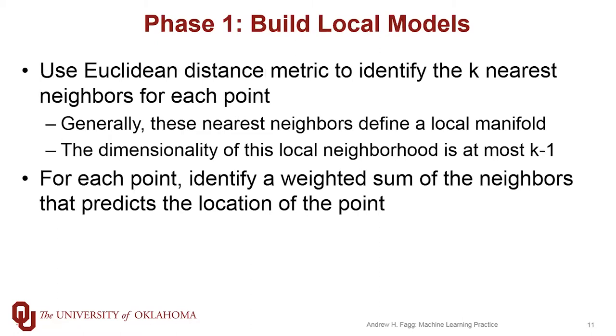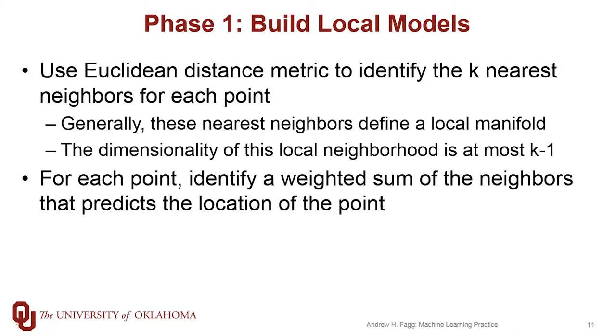So let's focus on phase one. The first step is to use the Euclidean distance metric to identify the k nearest neighbors for each sample in the training set. We can use other distance metrics as well. Euclidean turns out to be very convenient here. These nearest neighbors really define the local manifold around this particular point. The key is, though, because we only have k nearest neighbors, that the dimensionality of that local manifold can be at most k minus one. So if we want to be able to express a manifold that is three dimensions, then we need to have at least four of these nearest neighbors.